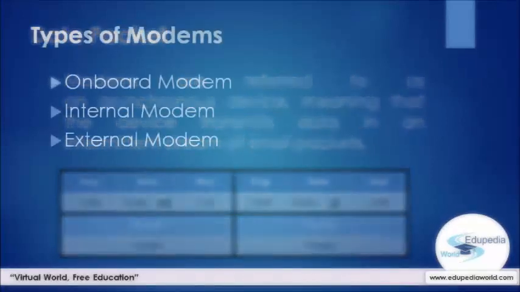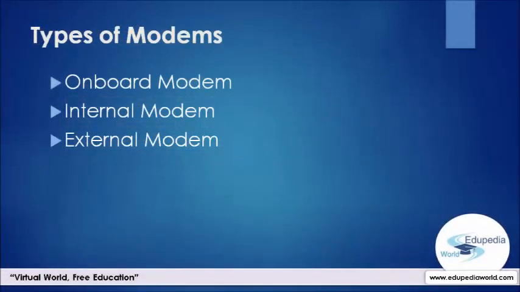There are 3 types of modems in the consumer market: onboard modems, internal modems, and external modems. Onboard modem means modem built onto the computer motherboard. These modems cannot be removed but can be disabled.